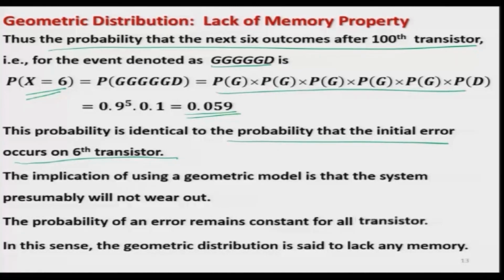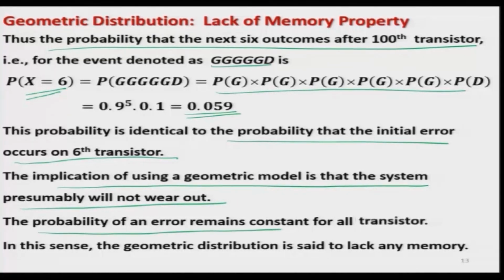Now, what is the meaning? The implication of using a geometric model is that the system presumably will not wear out. The probability of an error remains constant for all the transistors. And in this sense, the geometric distribution is said to have the lack of memory property, that it is said to lack any memory.